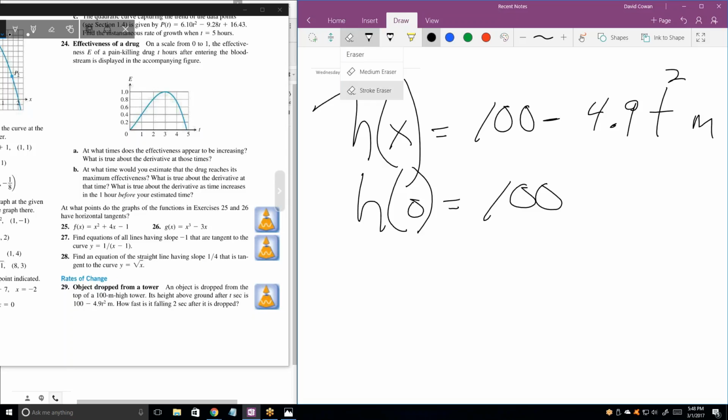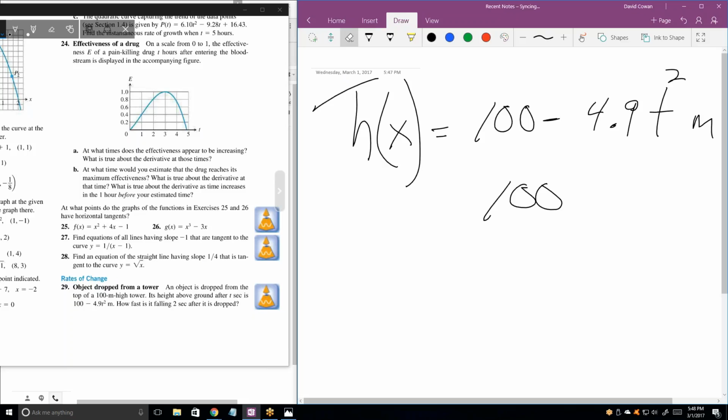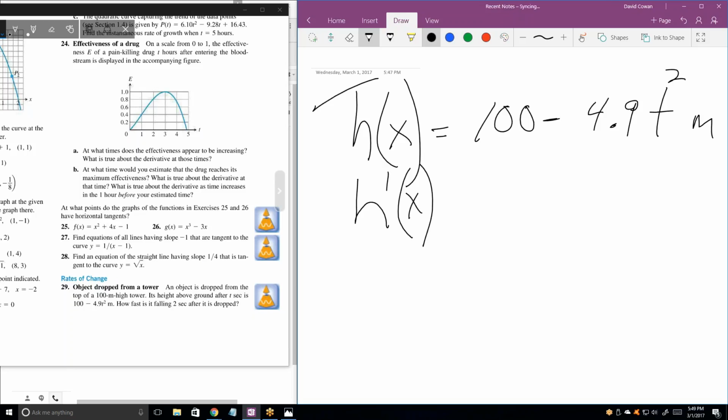I could figure out what the height is at 2 seconds by just plugging in, figuring out h of 2. But they don't want the height. They want to know how fast it's falling. What is its speed? Well, speed, or velocity, is the first derivative of position. So what they really want is h prime of x. That's our velocity function.